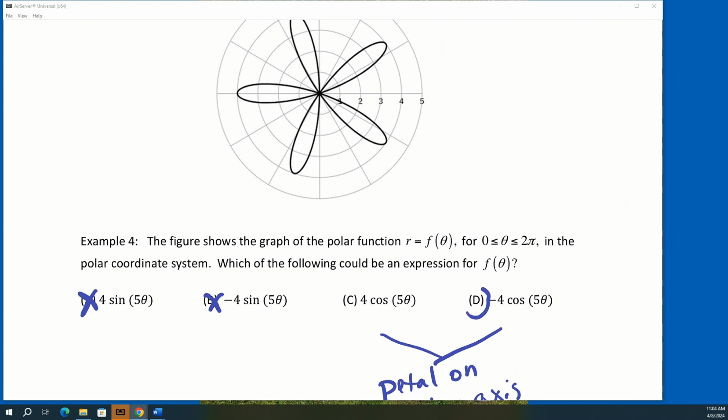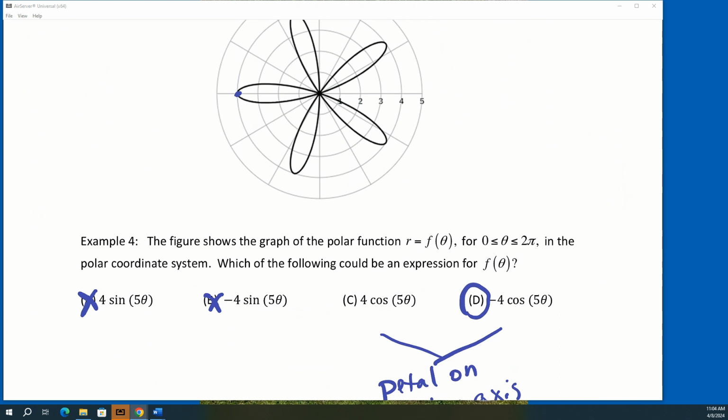Now, we can't always just trust that, because sometimes the petals are like that. There are two that are on that axis. So you can just plug in some points and figure out which is which. If I put in 0, then I'm going to get -4, not rotating any. So it's definitely that one.